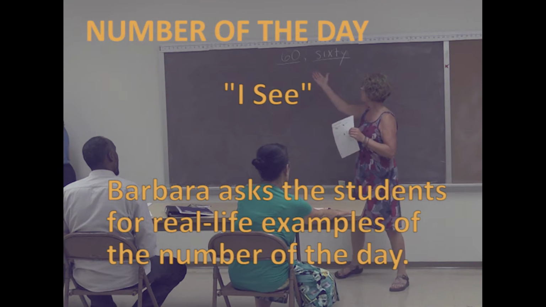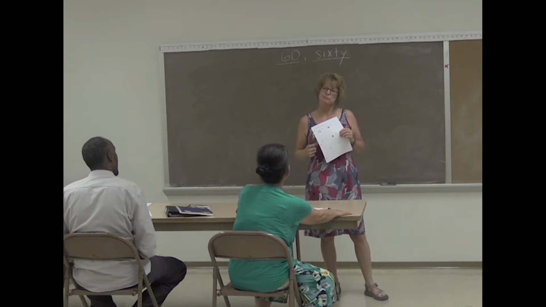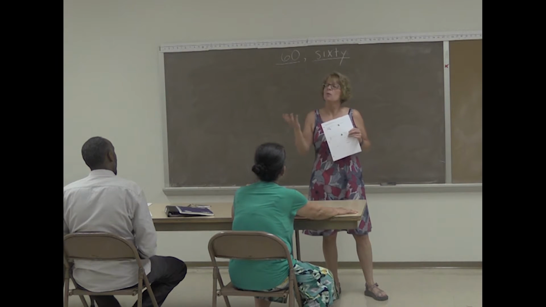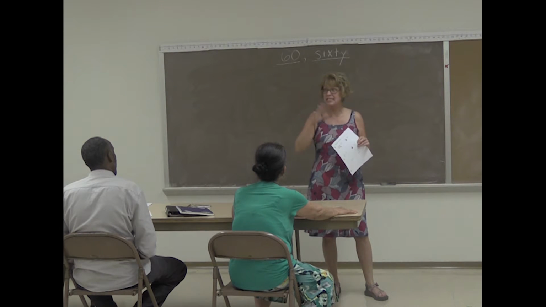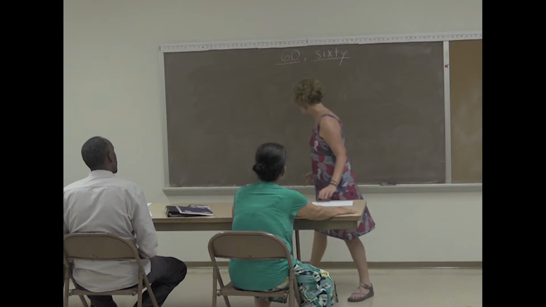Where do you see the number 60? On the clock. Yeah. Why? What is 60 on the clock? 60 minutes. So we have 60 minutes in 1 hour. All right, let's do that one.